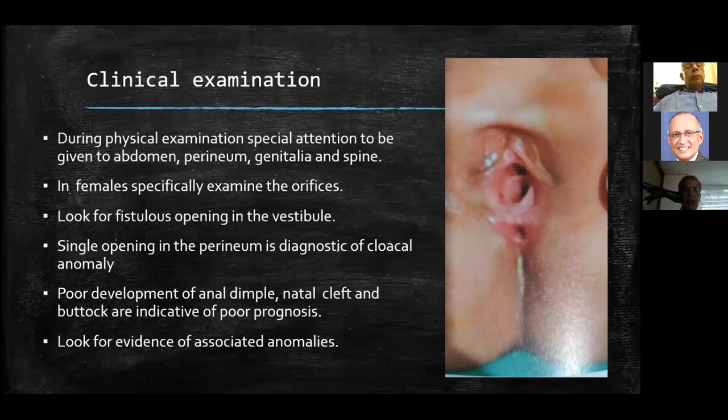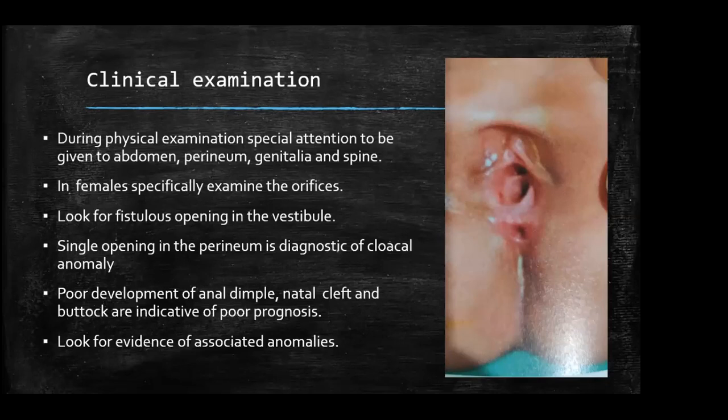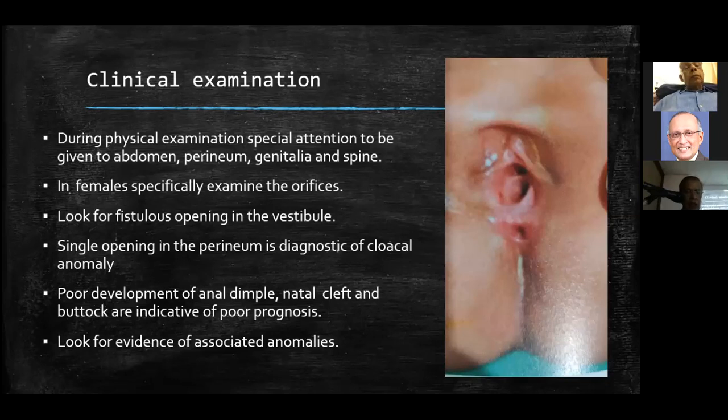During clinical examination, special attention should be given to the abdomen, perineum, genitalia, and spine. In females, look at the orifices in the perineum. There should be a urethra, a vaginal orifice, and an anal orifice, and check whether these orifices are in a normal or abnormal position. So it is a very simple clinical diagnosis. A single opening in the perineum means cloacal anomaly. Poor development of the anal dimple, natal cleft, and buttocks is indicative of poor prognosis, because these babies are likely to have higher types of anorectal malformation. And specifically look for VACTERL anomalies.